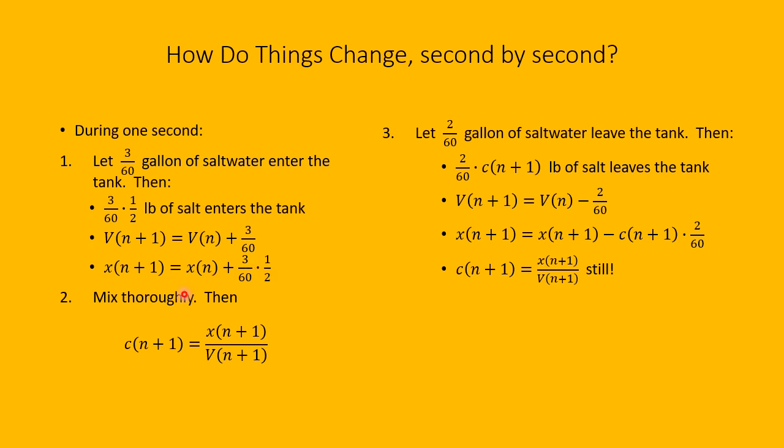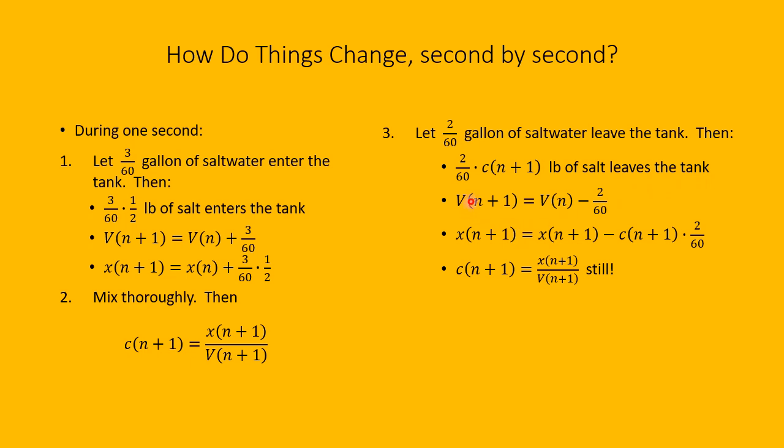We mix the stuff in the tank thoroughly, and so the concentration of salt in the tank at time n plus 1 is just going to be the amount of salt measured in pounds at time n plus 1 divided by the volume of the fluid in the tank at time n plus 1. The third step is to let 2/60ths of a gallon of salt water leave the tank. Then we have 2/60ths times c of n plus 1, the concentration at time n plus 1, pounds of salt leaving the tank.